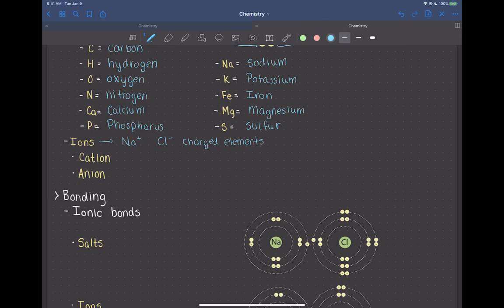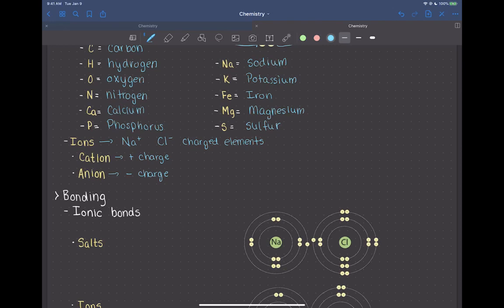So the element with a positive charge is called a cation. So our sodium would be our cation here. And then the element with a negative charge would be an anion. So the chloride would be our anion here.